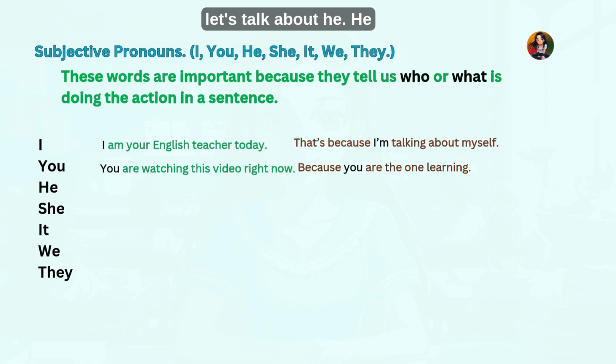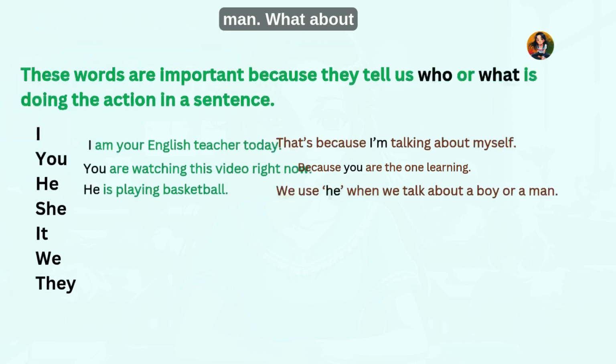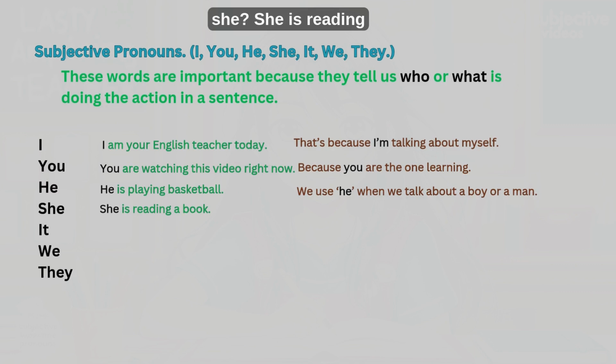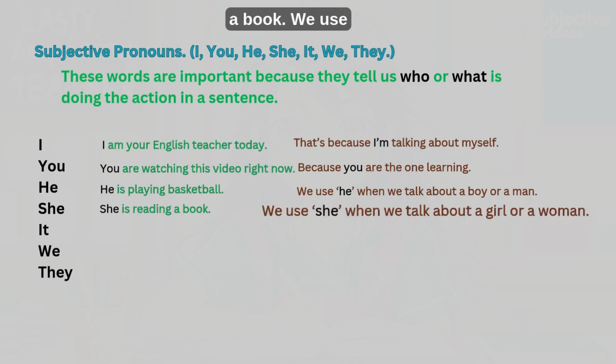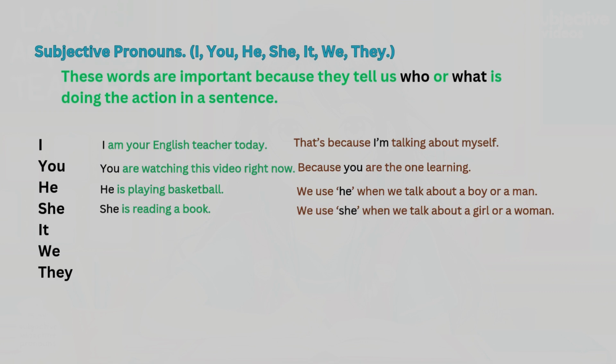Now, let's talk about he. He is playing basketball. We use he when we talk about a boy or a man. What about she? She is reading a book. We use she when we talk about a girl or a woman.